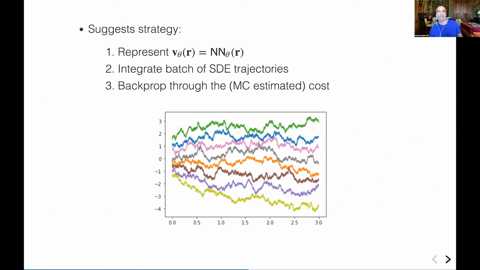Okay, so just to summarize, the overall strategy is going to be to represent that drift in the stochastic differential equation by a neural network with some parameters. We'll take batches of SDE trajectories, form this integrated cost L, and then optimize this by backpropagating through the solutions of these SDEs that we've got.